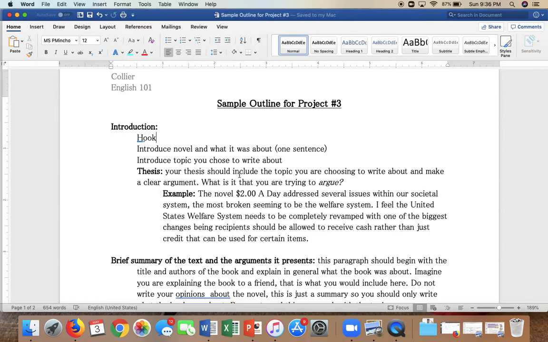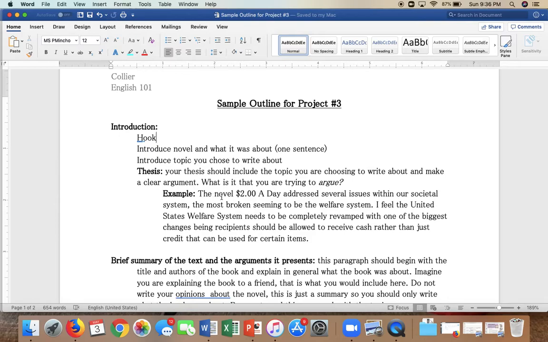Your thesis should include the topic you are choosing to write about and the clear argument that you are making. So what is it that you are trying to argue? As a reminder, this is a persuasive paper. This is not a research article. This is not information. This is not narrative. The purpose of this essay is for you to argue something. So here's an example of a thesis that you could use for your essay.